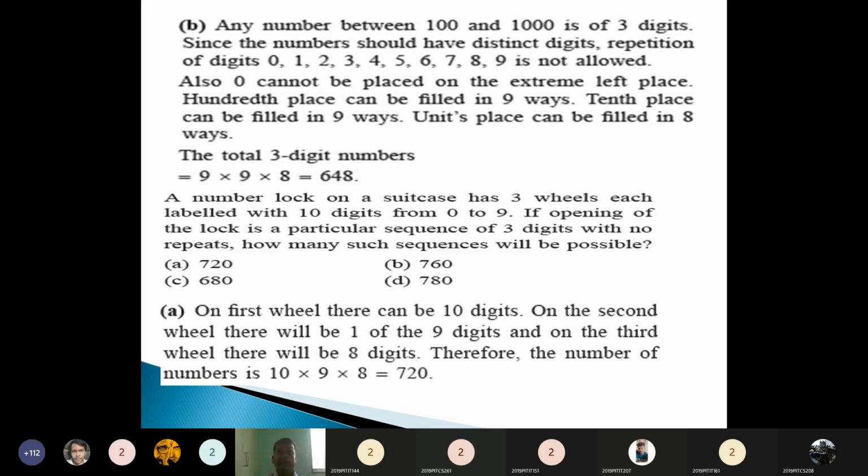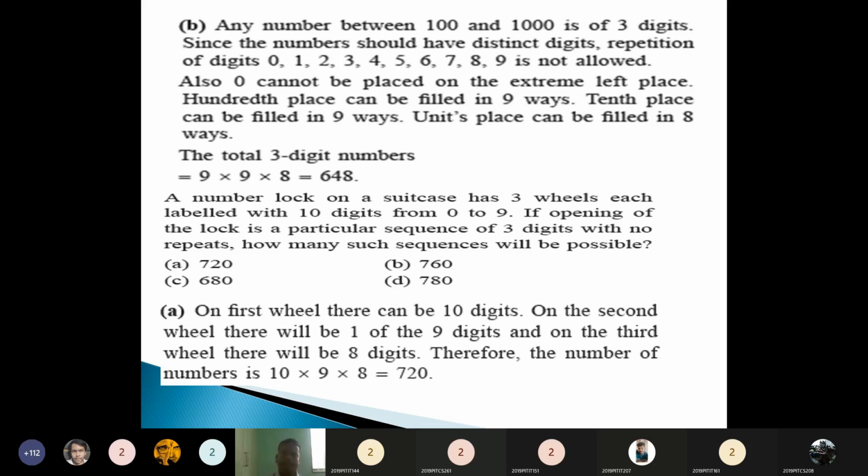Okay, the remaining 9 numbers, we can fix it. Next, third place, that one is 8. So here the condition given is the number lock with digits that do not repeat. In the 3 digits with no repeats, how many such sequences will be possible?